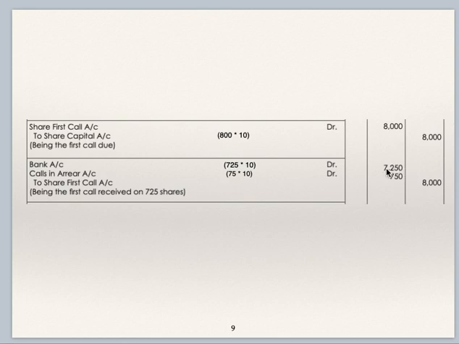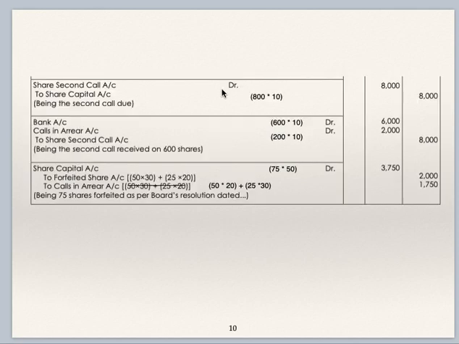So the amount which is not received on first call gets transferred to calls in arrears account. Next is second call money due at the rate of 10 on 800 shares. Share second call to share capital 8000.